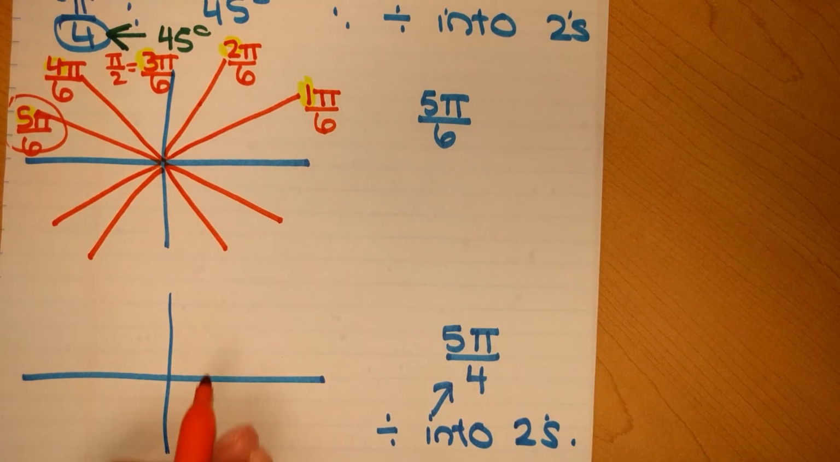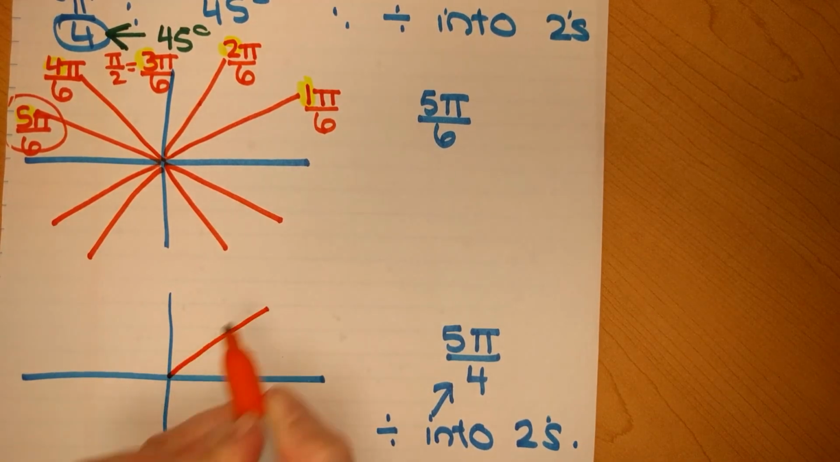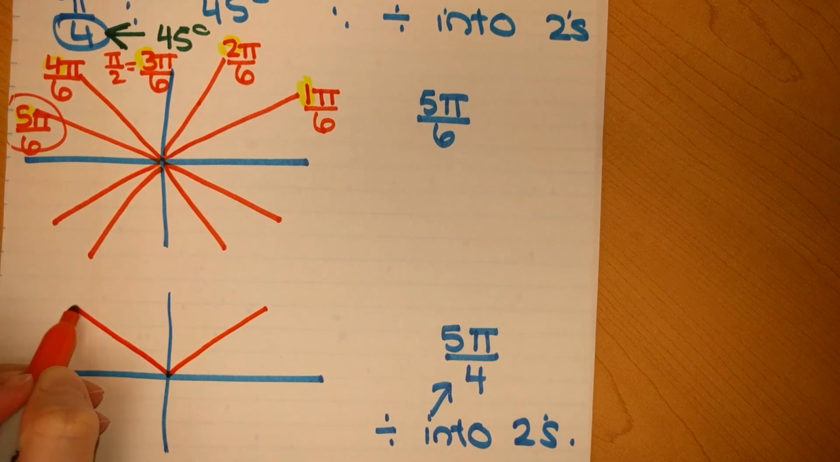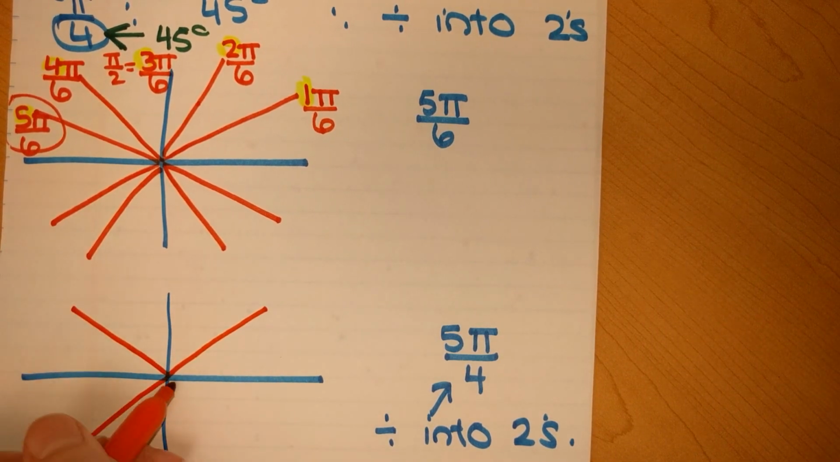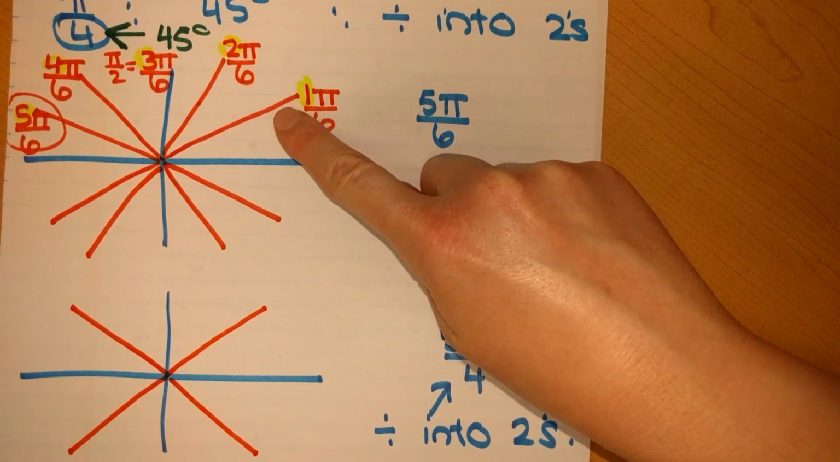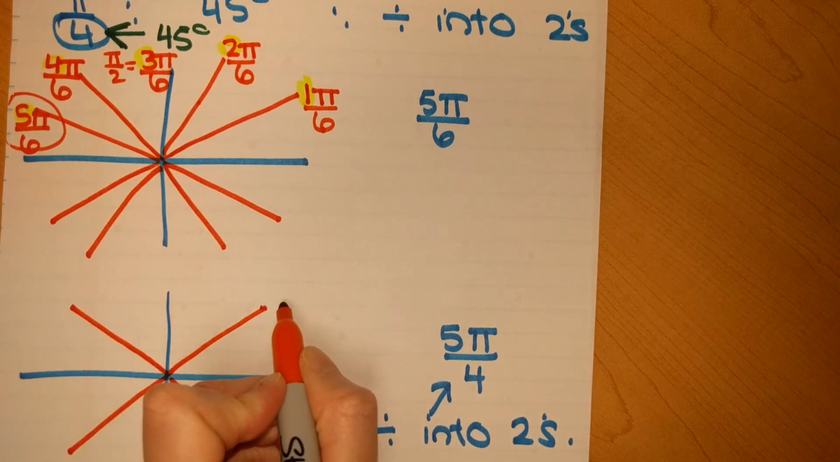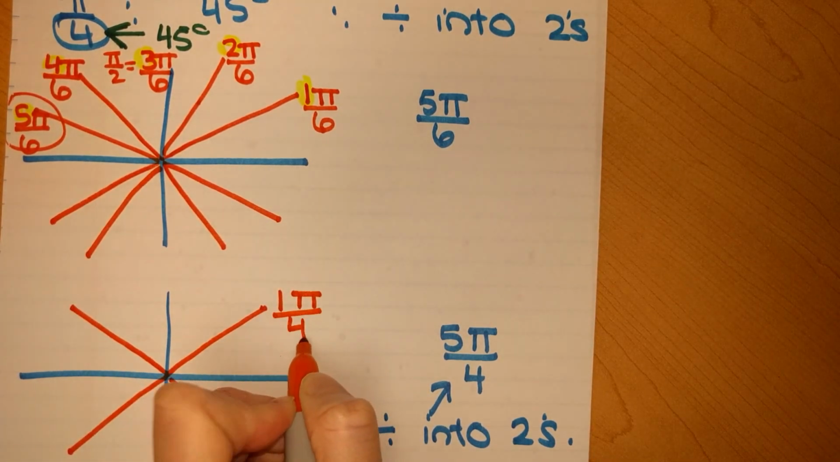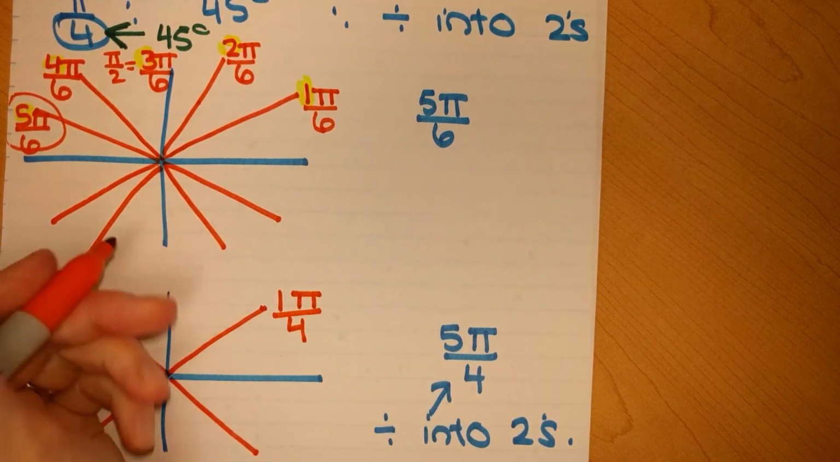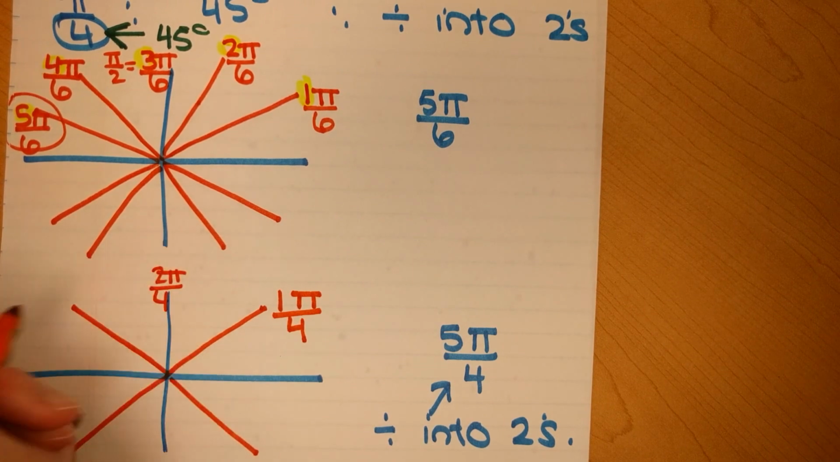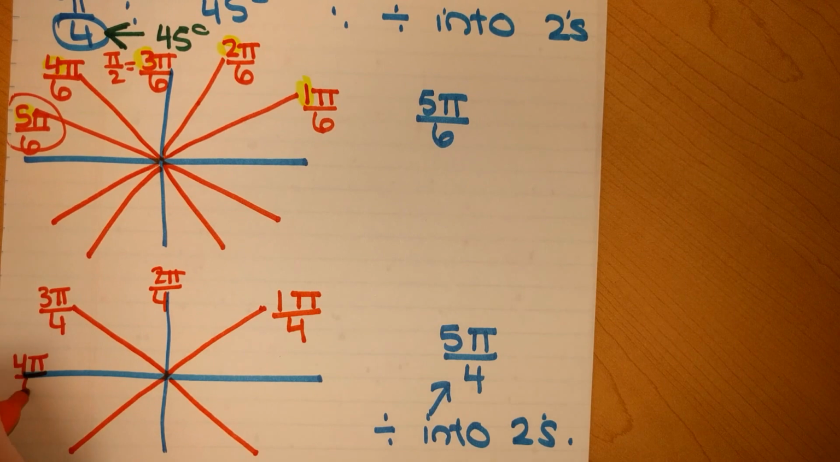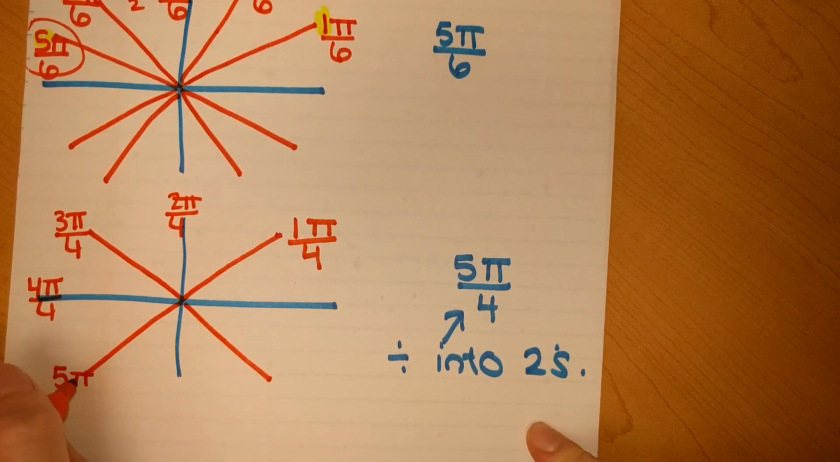So if I divide quadrant 1 into twos, I would have 1 line, quadrant 2, 1 line, quadrant 3, 1 line, quadrant 4, 1 line. Now, just like we called the first line 1 pi over 6, we're going to call this first line 1 pi over 4. So this will be 1 pi over 4, 2 pi over 4, 3 pi over 4, 4 pi over 4, 5 pi over 4, and so on.